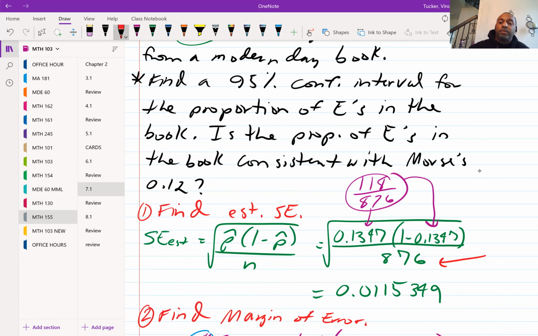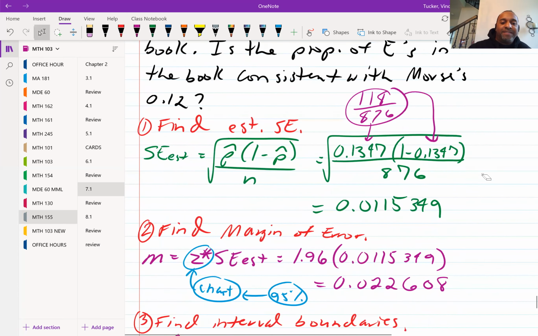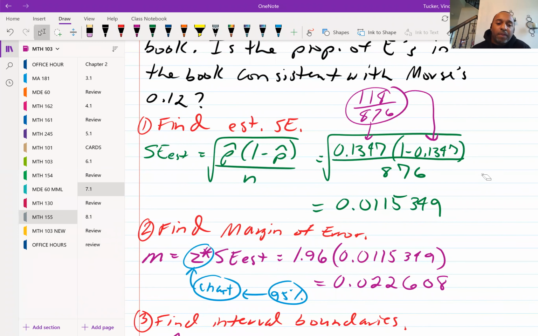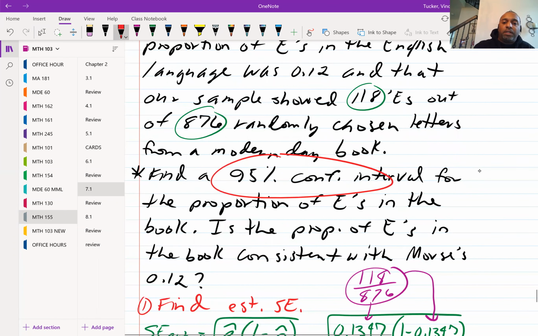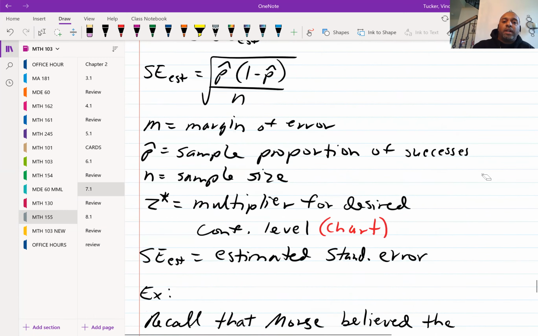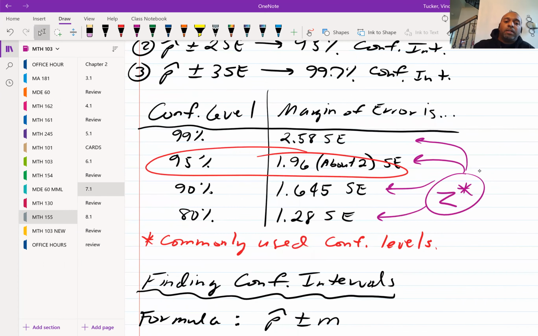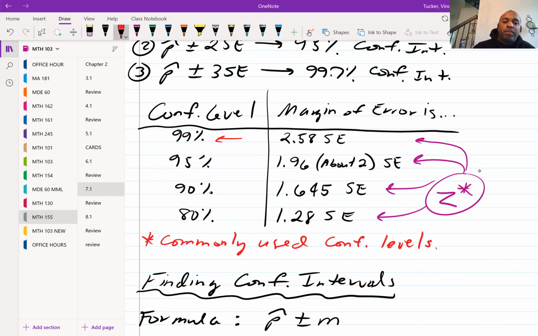876 was the number of the sample. And once again, this is done by a calculator. So you don't have to worry about how you would do that in your mind. So then you'll find your margin of error. That's your z asterisk times your estimated standard error, which is what we found here. So you get that from the chart though, and they have to tell you what confidence interval. So that's going to be in the problem somewhere. And once again, you go back to this chart. If it said 99% confidence interval, we would have used 2.58.